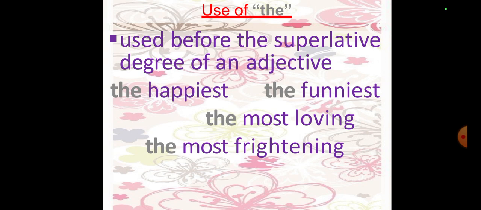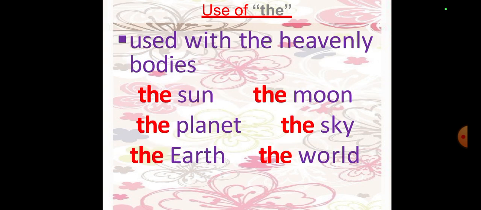So we use "the" with the superlative degree of an adjective: the happiest, the funniest, the most loving. To use the superlative degree, we use the word "the", basically the article. It's also used with heavenly bodies, like nature bodies: the sun, the moon, the planet, the sky, the earth, the world.